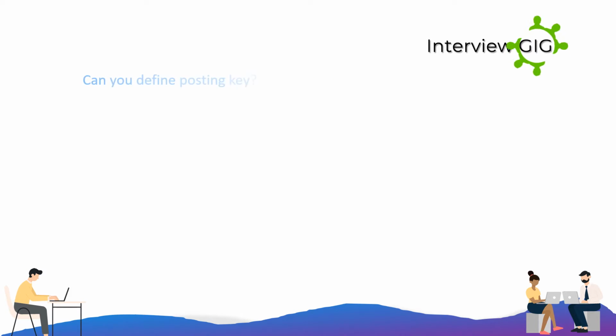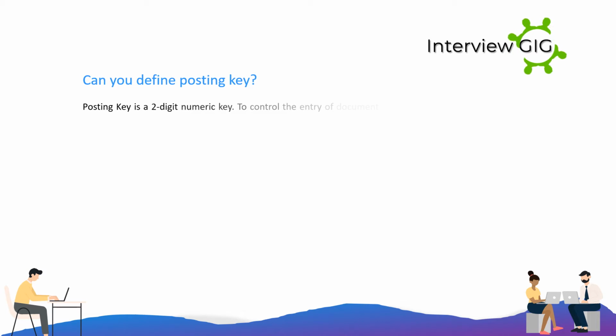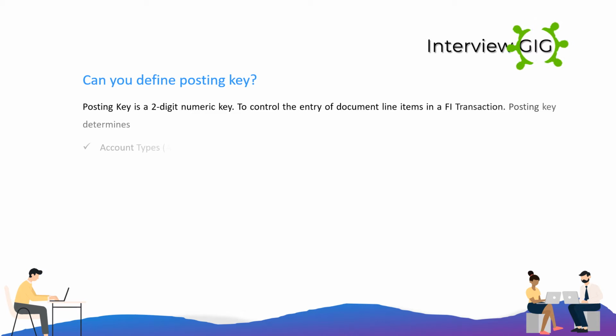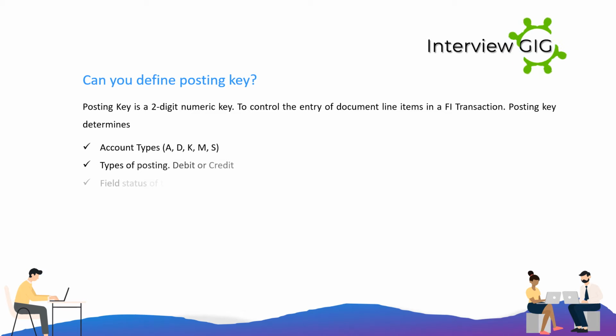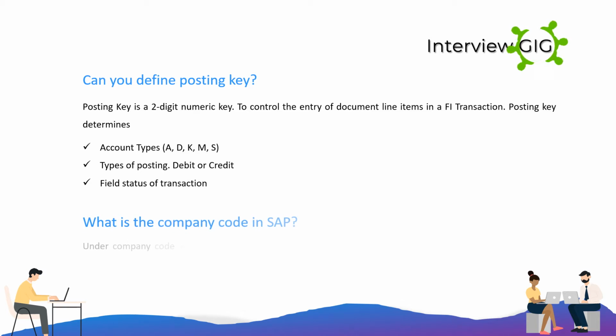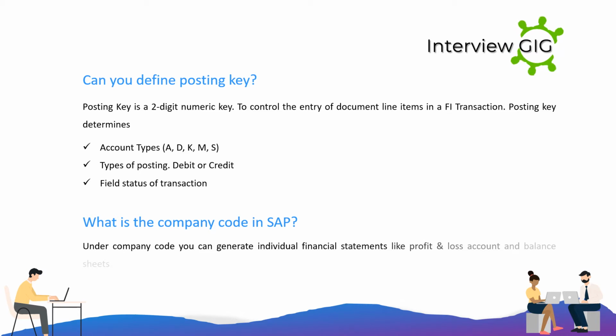Can you define posting key? Posting key is a 2-digit numeric key to control the entry of document line items in a FI transaction. Posting key determines account types, A, D, K, M, S. Types of posting: debit or credit. Field status of transaction. What is the company code in SAP? Under company code you can generate individual financial statements like profit and loss account and balance sheet.